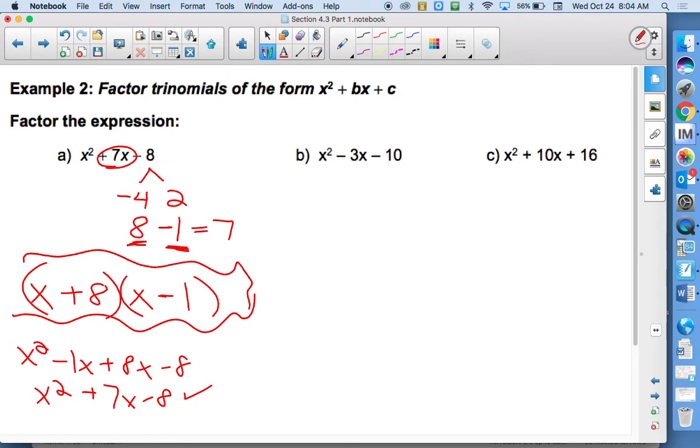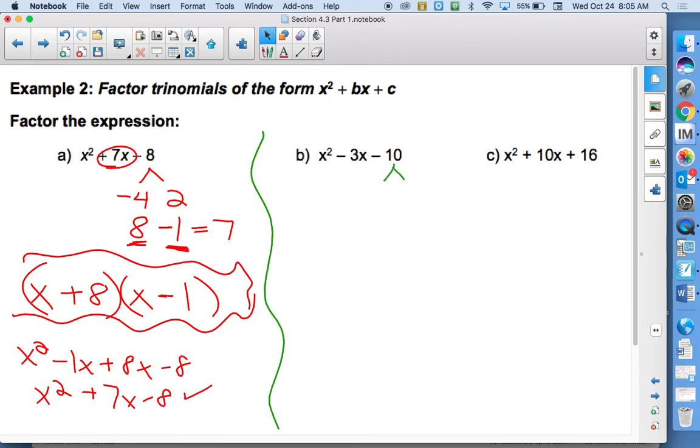Factored means you should have something in parentheses. Here's our check step to make sure that it worked. So the reason the x's are in the front is because we have to get that x squared in the front of the problem, and an x times an x is how you get that. So why don't you try the second one? So look at letter B. You're trying to get 2 numbers that multiply together to be negative 10, but add to be negative 3. So multiply to be the last number, add to be the number in the middle.